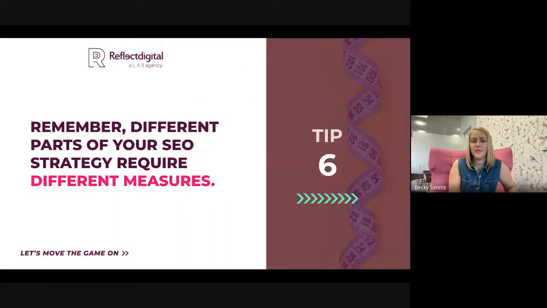And then just remember that different parts of your SEO strategy require different measures. So make sure you get that bit right, because that will set you up for success and to be able to measure successfully, and also to be able to feel good about it yourself, because you're going to feel that you're making the right decisions because you're seeing the right data coming back.